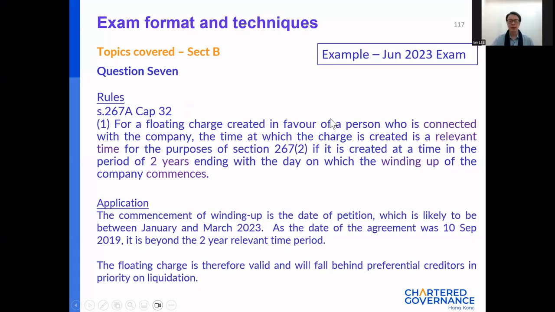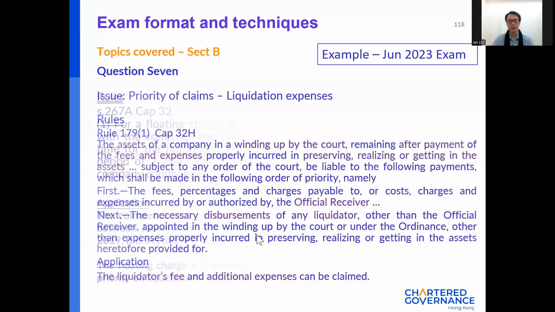So commencement of winding up is the date of petition, which is likely to be between January and March 2023. As the date of agreement is the 10th September, it is more than 2 years before this date. So therefore, the floating charge was not created during the relevant time period, and therefore it should be valid. It will fall behind preferential creditors in priority on liquidation. Liquidation expenses, we've covered this before, and you can see the liquidator's fees and additional expense should be able to claim.